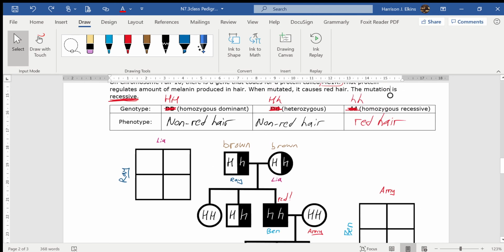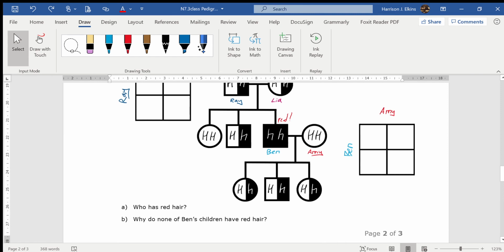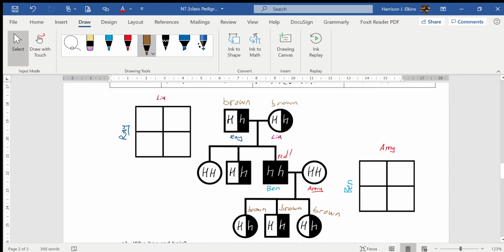All right, so look at these kids. None of them have red hair. They're all brown because they all have dominant alleles. This is kind of weird, because the father here has red hair, and then he has kids who don't have any red hair, and then the parents don't have red hair, and then they have a kid who does have red hair. So what on earth is going on here?